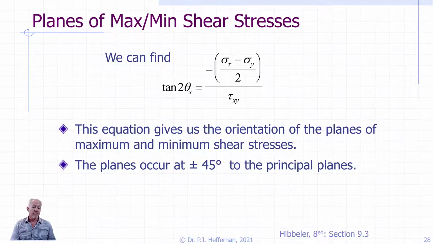And we don't normally use this equation too much, because already having figured out what our theta p is, we know that the maximum in-plane shear stress occurs plus or minus 45 degrees from the principal plane. So it's easy enough to calculate what our theta p is, our orientation of our principal plane, and then just add plus or minus 45 degrees to that to get the orientation of our maximum in-plane shear stress.